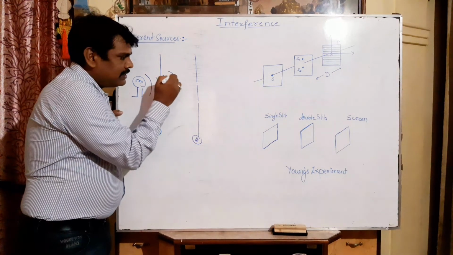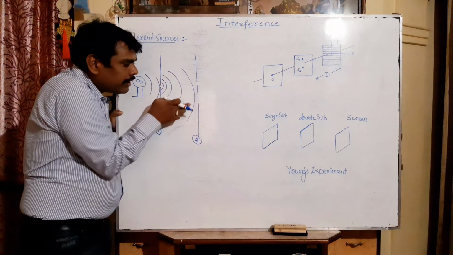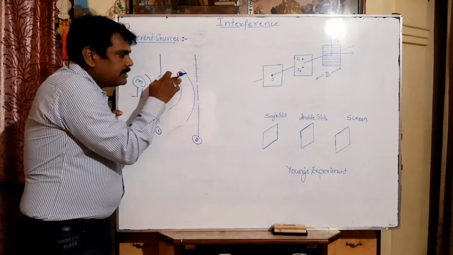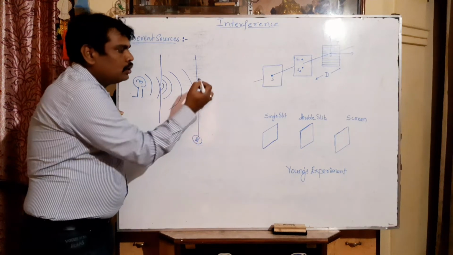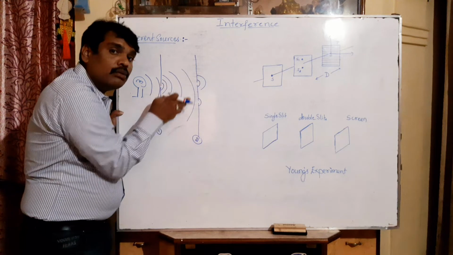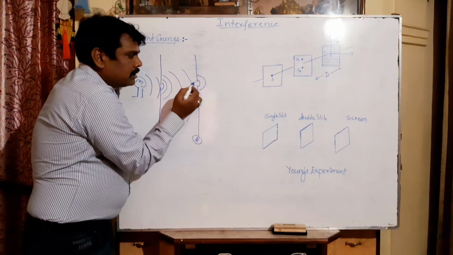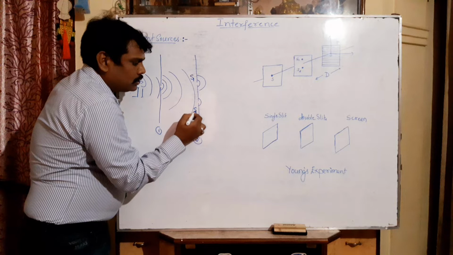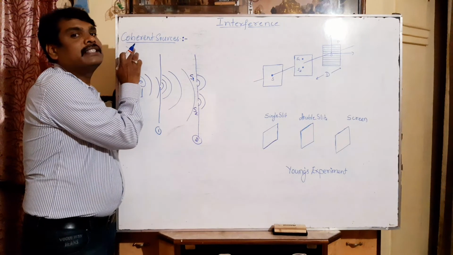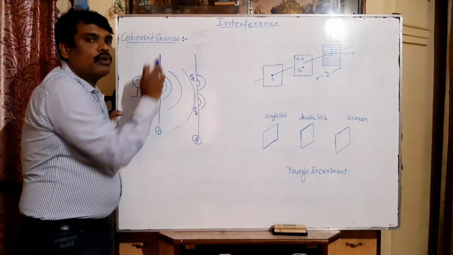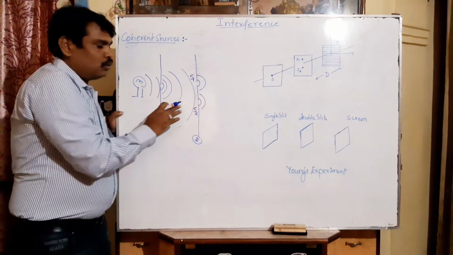Now what happens when these secondary wavelets reach this? A single wavefront splits up into two wavefronts. It means two wavelets are produced from the single wavefront only. That's why the waves coming out from source S1 and source S2 should have zero or constant phase difference. Then these two sources have what nature? Coherent nature. I hope you understood what coherent sources are.